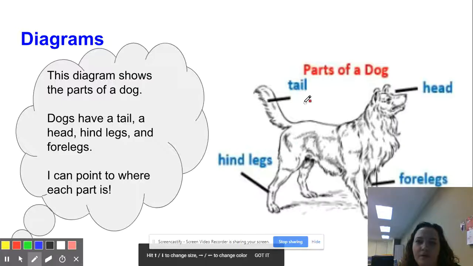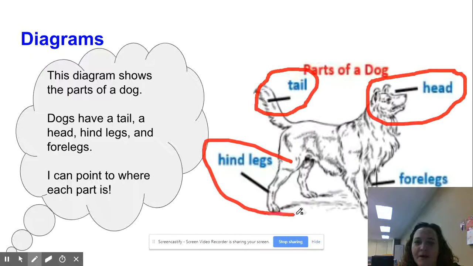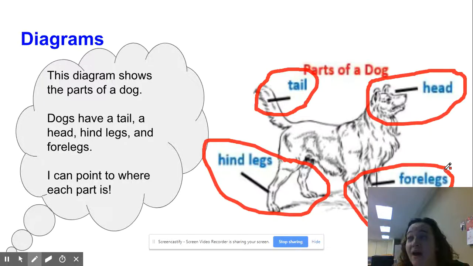Here's the tail. Here's the head. The hind legs are back here. The forelegs are back here. So quickly, without having to read a lot about dogs, I know 4 parts of a dog, and I can point to where each part is.